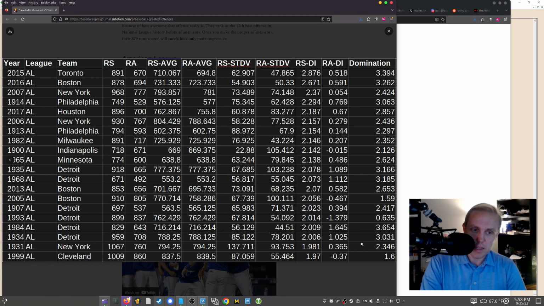And then the 31 Yankees. The 39 Yankees are actually further down here, interestingly enough. But yeah, the 31 Yankees, who famously scored 1,067 runs, and then they're followed by the 99 Indians. Most people talk about the 95 Indians as having a great team. They forget about the 1999 Cleveland Indians that had such a great offense, but had a few pitching problems.